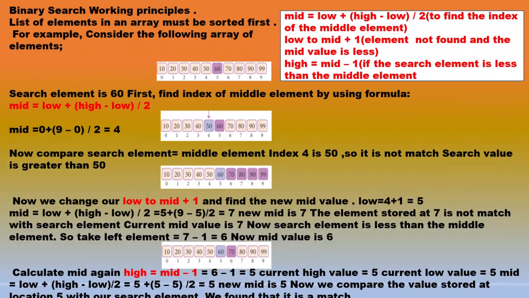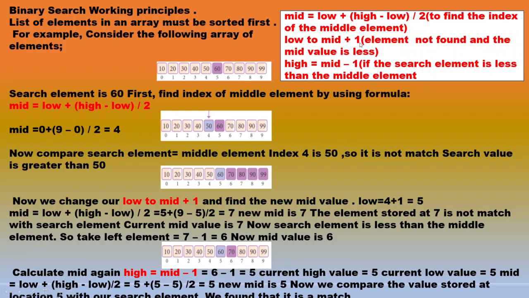Now let us see the working principle of the binary search. Before we go to the working principle, let us see the formulas used in the binary search algorithm. Mid equal to low plus high minus low by 2. This particular formula is used to find the index of the middle element. So this is the first step when we start the binary search. We have to find the middle element, so mid equal to low plus high minus low by 2.